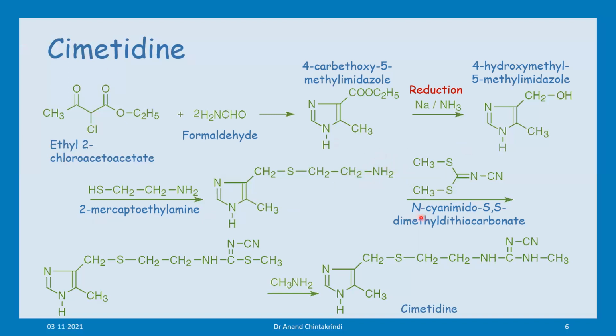which is achieved by reaction with N-cyanoimido S,S-dimethyl dithiocarbonate. So you form this cyanoimido group here. And finally, you want to replace this S-methyl group with methylamine to form this guanido kind of molecule being attached, which results in the formation of cimetidine.